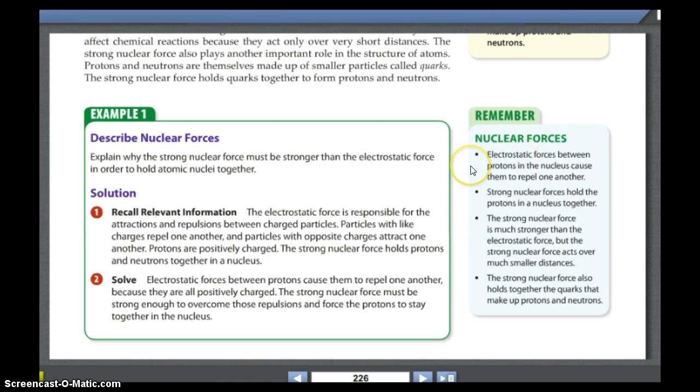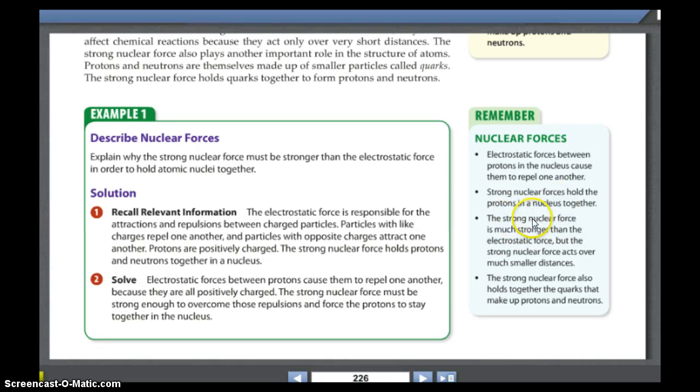Remember nuclear forces. Electrostatic forces between protons in the nucleus cause them to repel one another. Okay, so protons are all positive, they want to repel. And that's because of the electrostatic force. So electrostatic, always think of positive and negative. Now the strong nuclear forces hold the protons in a nucleus together. The strong nuclear force is much stronger than the electrostatic force, but the strong nuclear force acts over a much smaller distance. The strong nuclear force also holds together the quarks that make up the protons and neutrons.